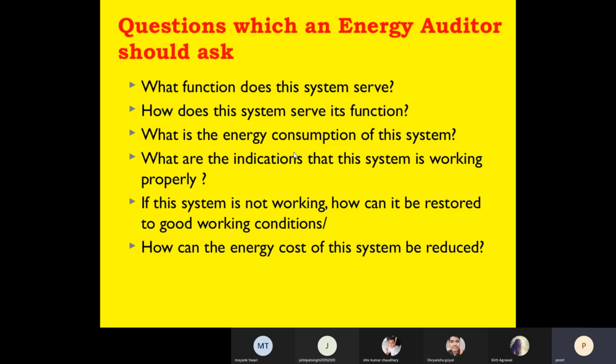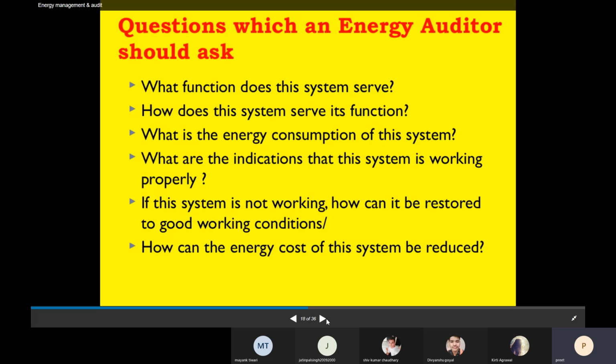Finally, we will see how the energy cost of this whole system would be reduced. So these are some questions which an energy auditor needs to ask while doing the energy auditing. So that was all about energy auditing.